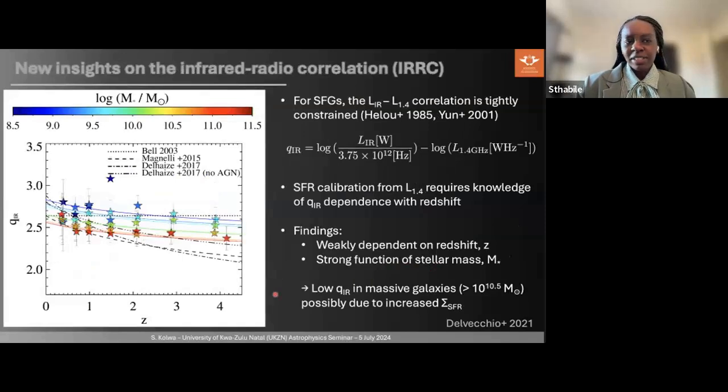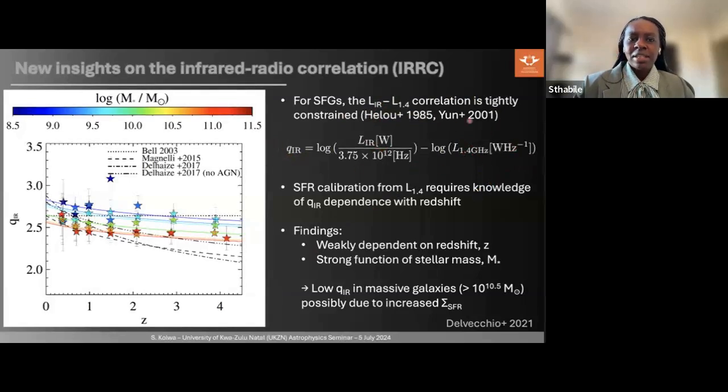Another significant finding that came out of the MIGHTEE survey was looking at the infrared radio correlation for a sample of star-forming galaxies. Now we understand that for star-forming galaxies, based on early results in the 80s and in the 2000s, that infrared luminosities are tightly correlated to 1.4 gigahertz luminosities when galaxies are star-forming. And in this, we can define a parameter called QIR, which is the ratio of infrared luminosities to radio luminosities.